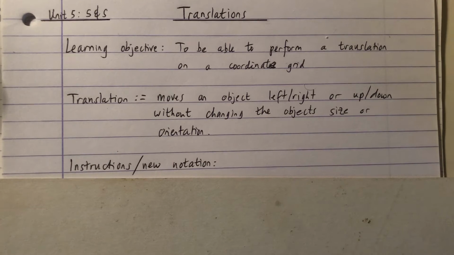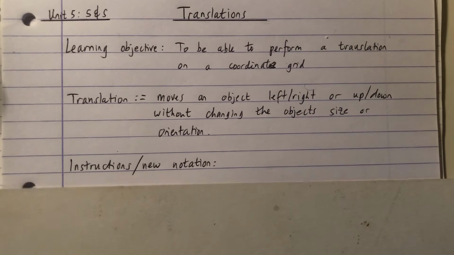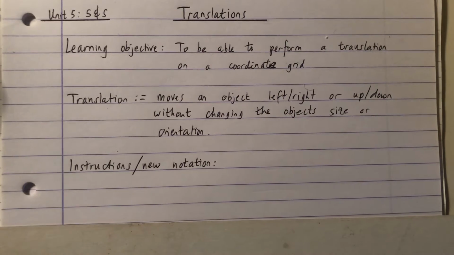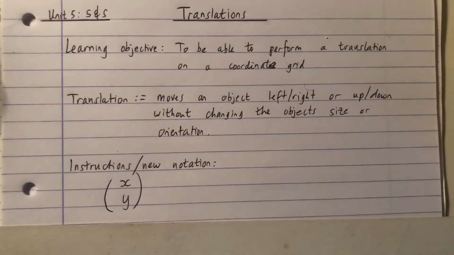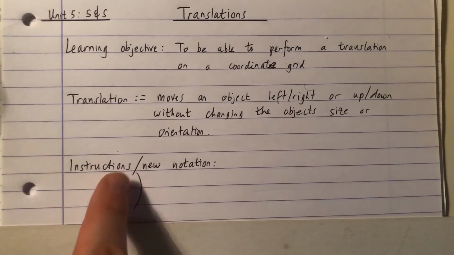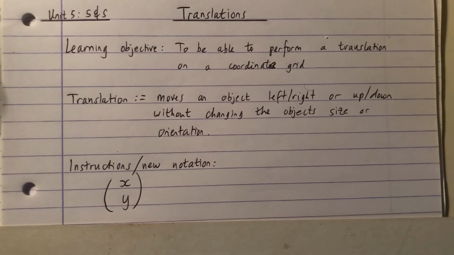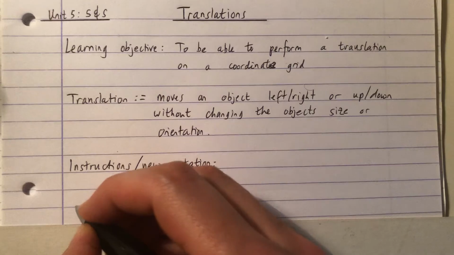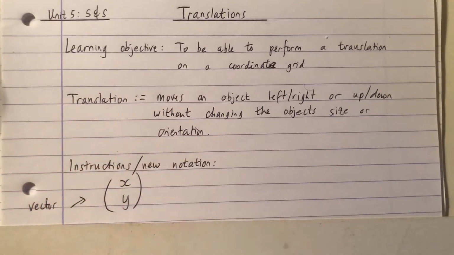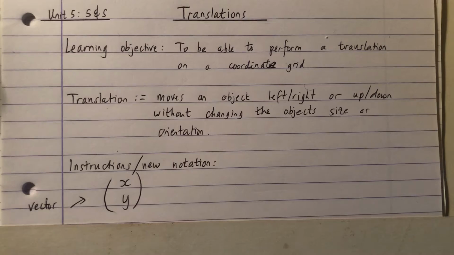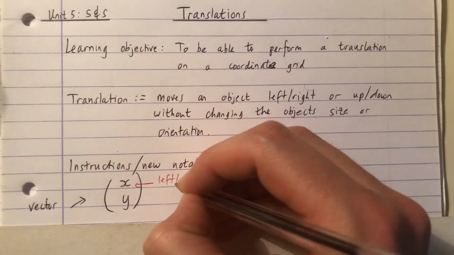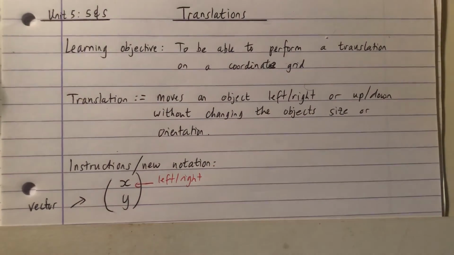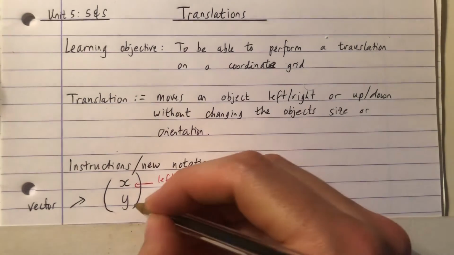Right, the instructions for moving left, right, up and down, some new notation you haven't seen before. The notation looks like this. It's a big bracket with two numbers, one on the top, one on the bottom. And this is called a vector. And the instructions are as follows. The number at the top tells you the left or right movement. And the number at the bottom tells you the up or down movement.